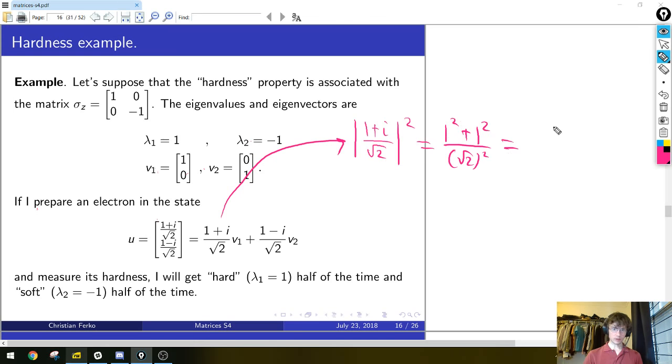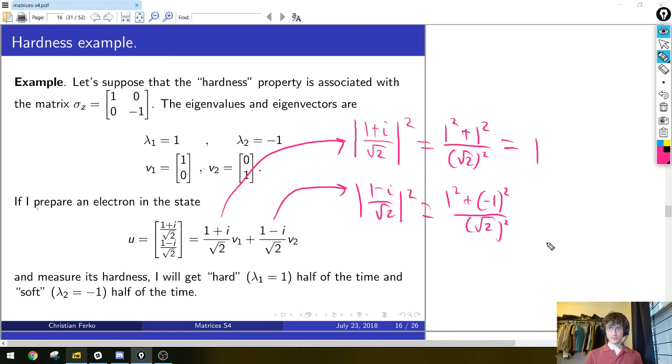1 plus 1, I should have divided. Sorry, this will give me 1. We'll have to divide; I didn't normalize in these examples. But for the same reason, 1 minus i over root 2, norm squared, will be 1 squared plus minus 1 squared over root 2 squared, which is again 1 plus 1 over 2. So 2 over 2 is 1. So these two are equal.